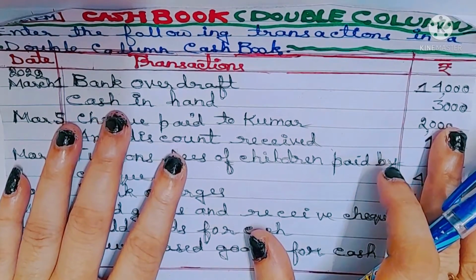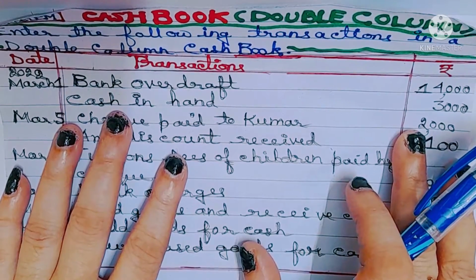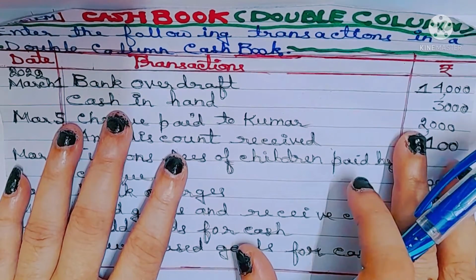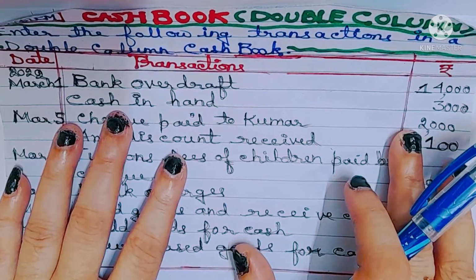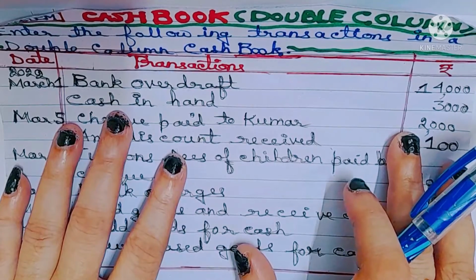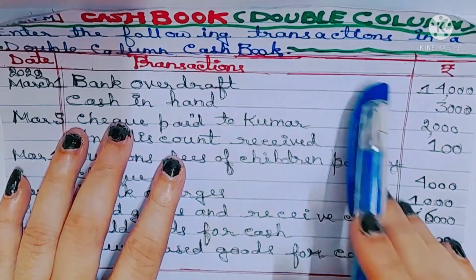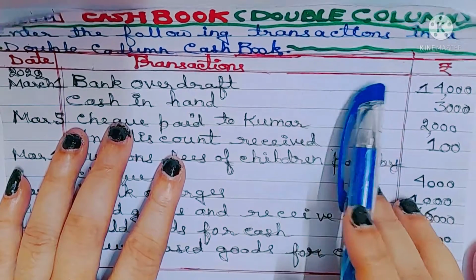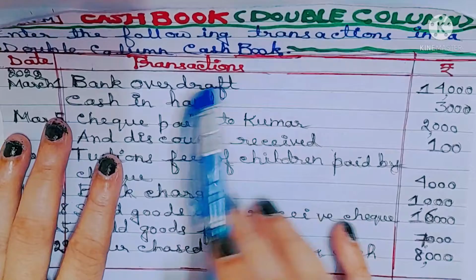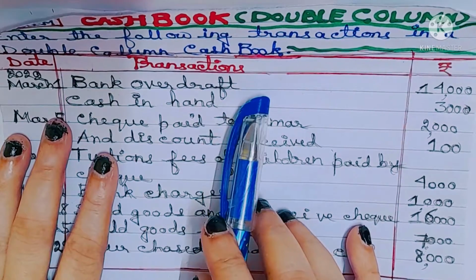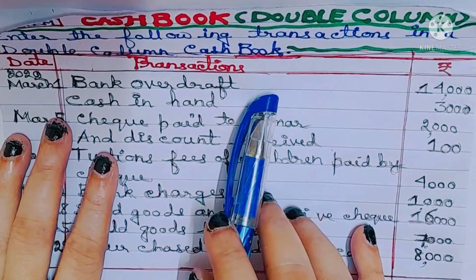Please remember, the cash column always shows a debit balance, but a bank column may show a debit balance or a credit balance. If the bank column shows a credit balance, it is known as bank overdraft. See here, whenever there is a bank overdraft, you have to write in the bank column on the credit side by balance BD. Understood? Here you can say bank overdraft or just overdraft. Cash in hand means the cash column. Cash column always shows a debit balance. So we'll always have to write to balance BD.